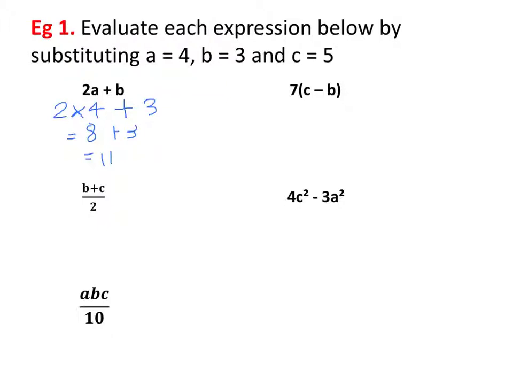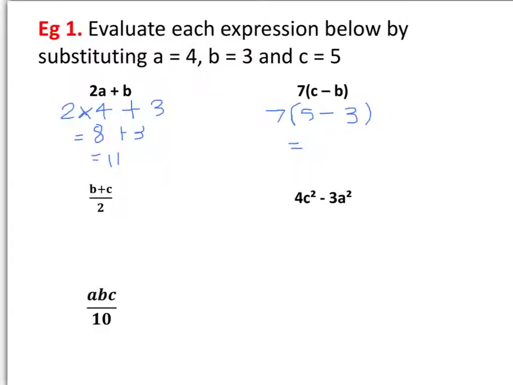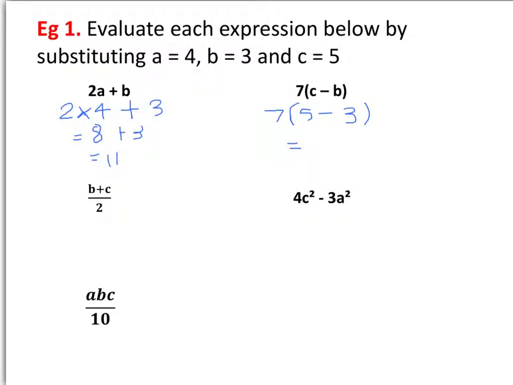Over here we have another example, substituting our values in for c, which is 5. Subtract our value for b, which is 3. Using BODMAS, we have to work inside the bracket first. 7 out the front of a bracket that says 5 minus 3 is 2. So now that means 7 times 2, which is 14.